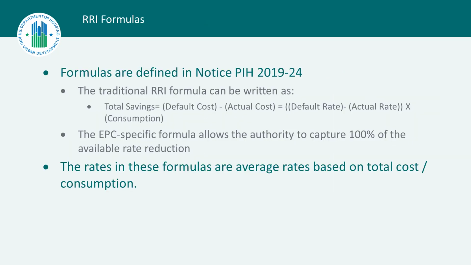In calculating the rate reductions, formulas are defined in PIH Notice 2019-24. For a typical or traditional rate reduction incentive, the formula uses the current consumption. The rate differences are then applied. Rates are calculated as average rate by taking the total cost and dividing it by the total consumption. The EPC-specific formula allows the authority to capture 100% of the available rate reduction.